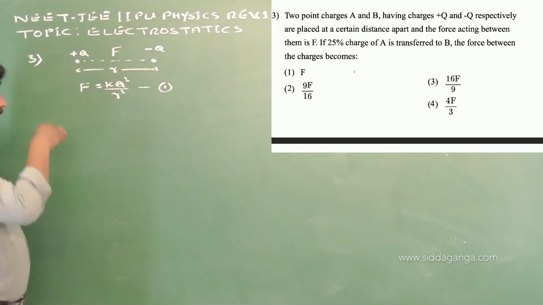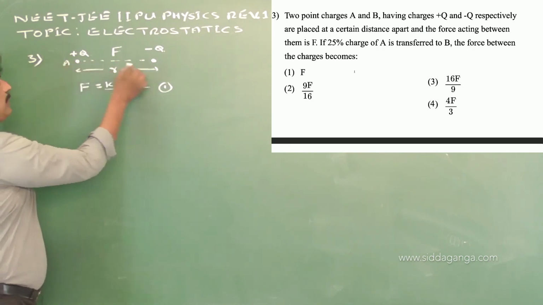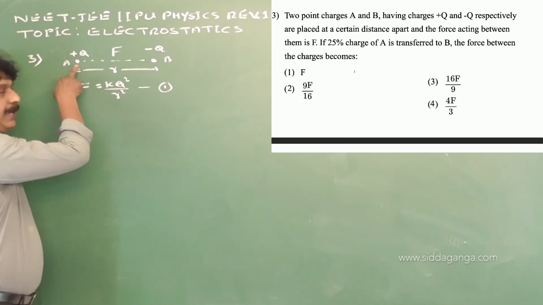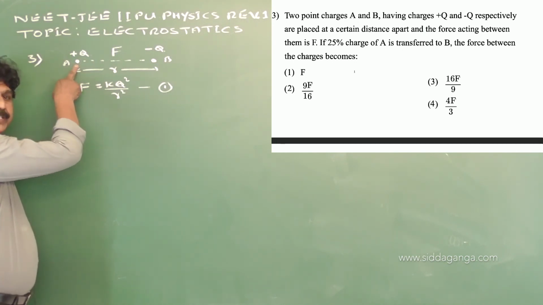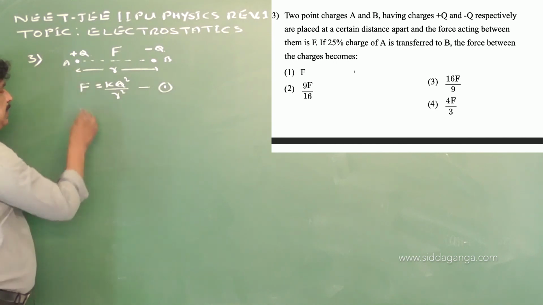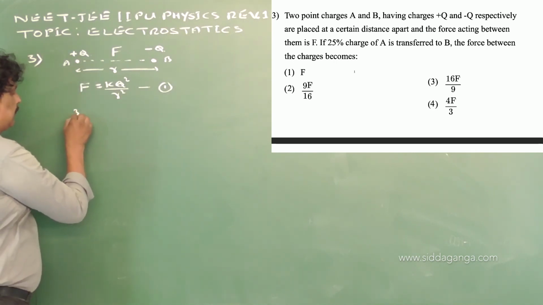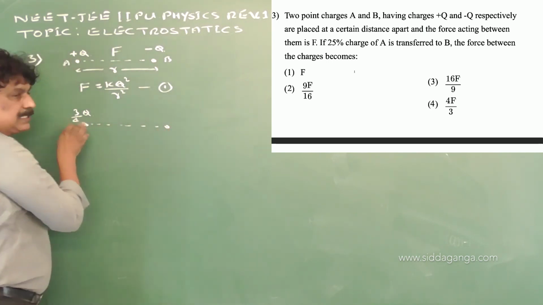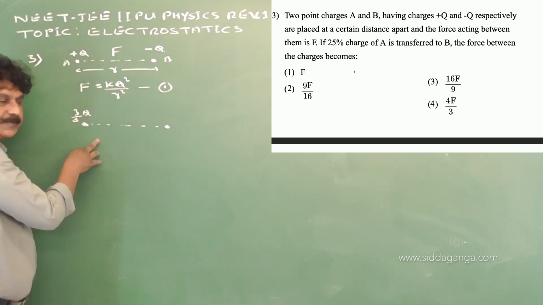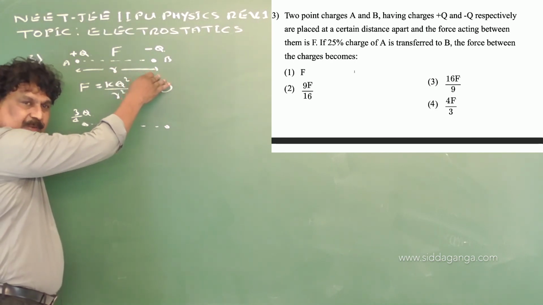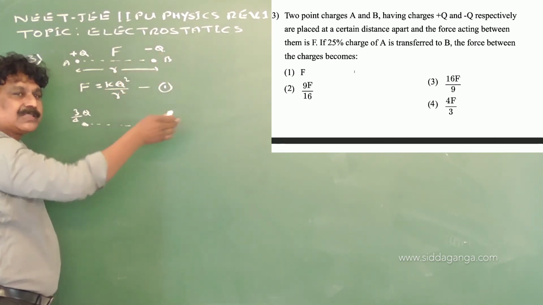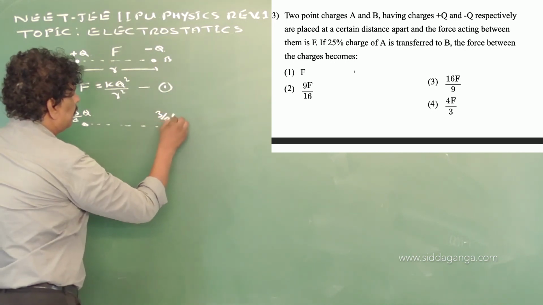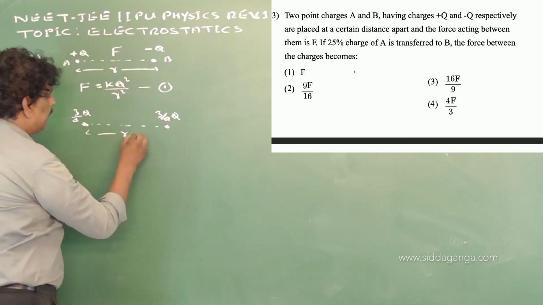Now 25% of the charge from A is transferred to B. See it here, right? Now 25% of the charge is lost by A, which means it becomes 3 by 4 q. When the 25% of positive charge is added to this minus q, there is a loss of 25% of charge, and that becomes again 3 by 4 q, separated by a distance r.